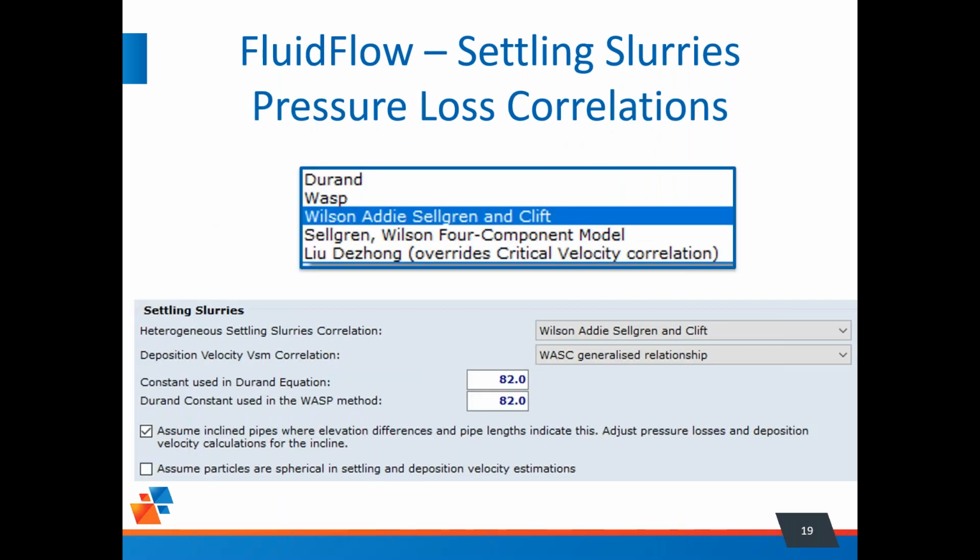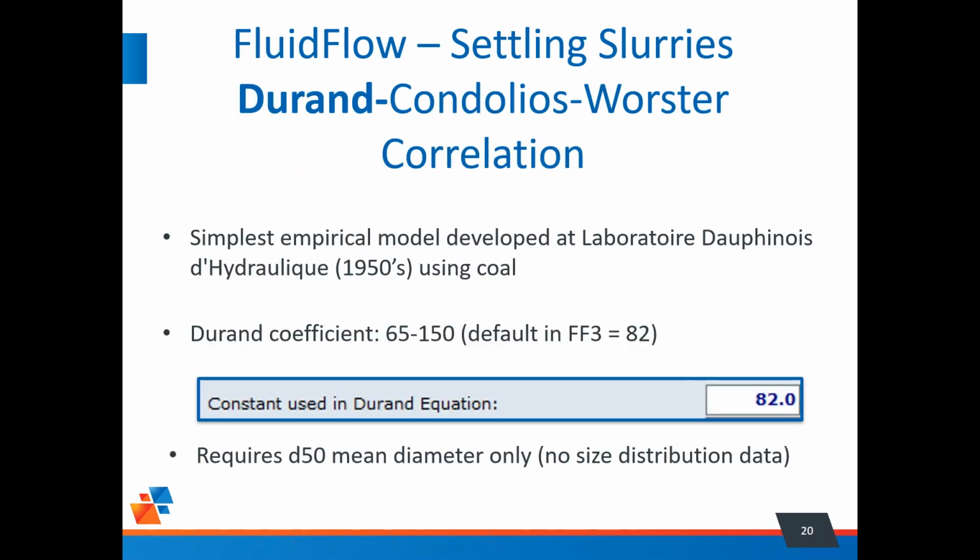So in terms of settling slurries, there are five pressure loss correlations built into the current version of FluidFlow. Here's a screenshot of the relevant section of the options window. The different correlations, let's talk a little bit about those. There is a default one here, then the third one, Wilson, Addy, Zelgren, and Clift, and we'll get to that. But just a few words about each of these correlations. The Durand correlation, also known as Durand, Condolios, and Worster, is basically the simplest model.